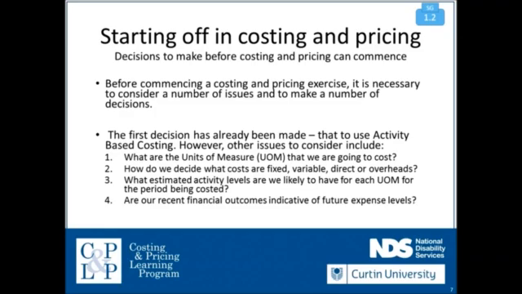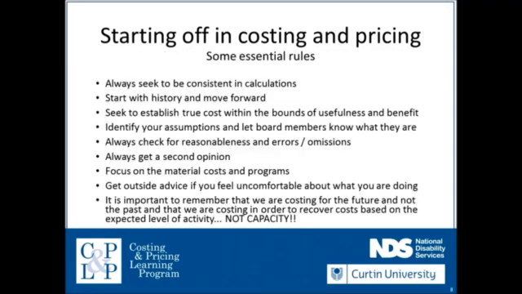The final point, of course, that you need to decide upon is to identify the financial outcomes indicative of future expense levels. In other words, one of the things that you need to do is look at the history of your organisation from an accounting or financial perspective, and use that history to try and identify and to predict what activity levels you're likely to have, and also what the costs of those activities are likely to be.